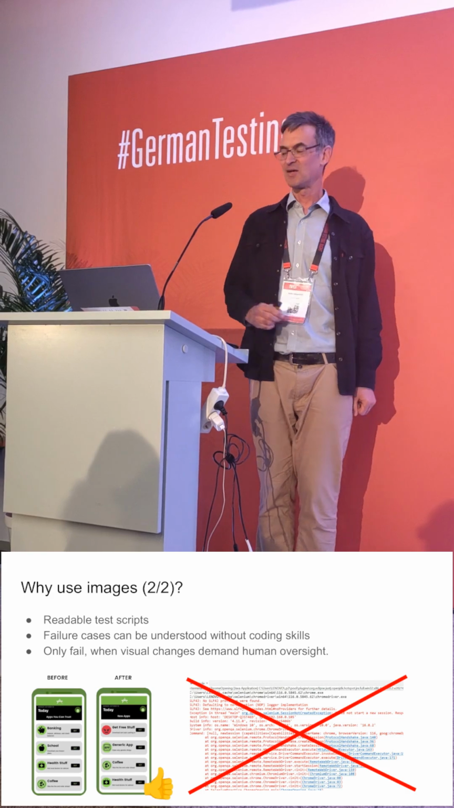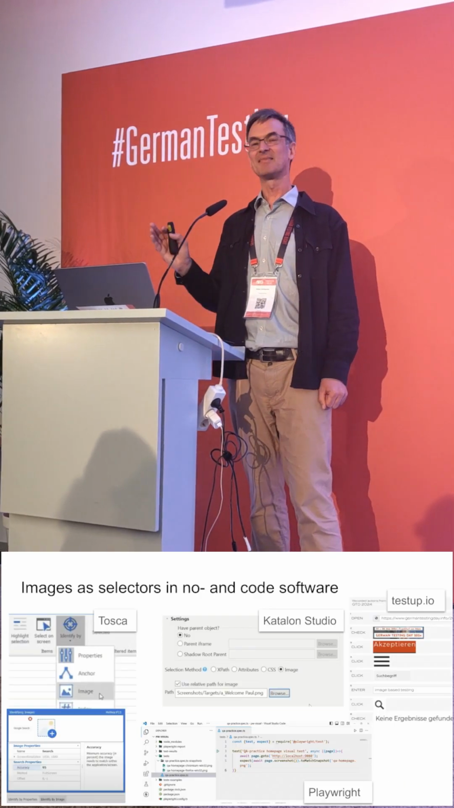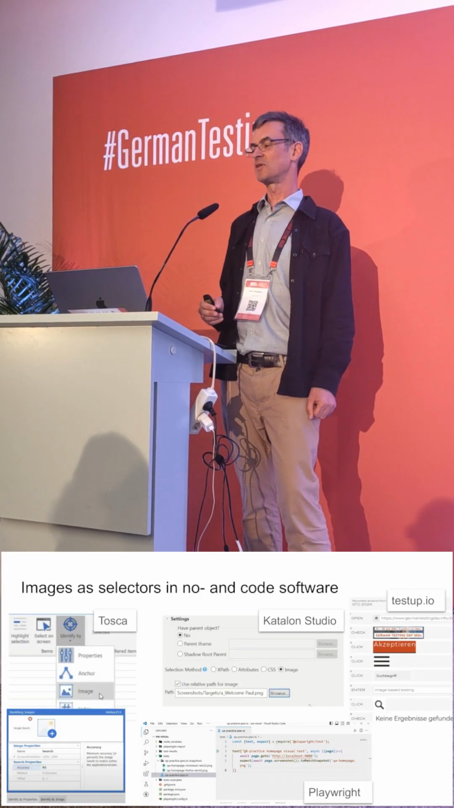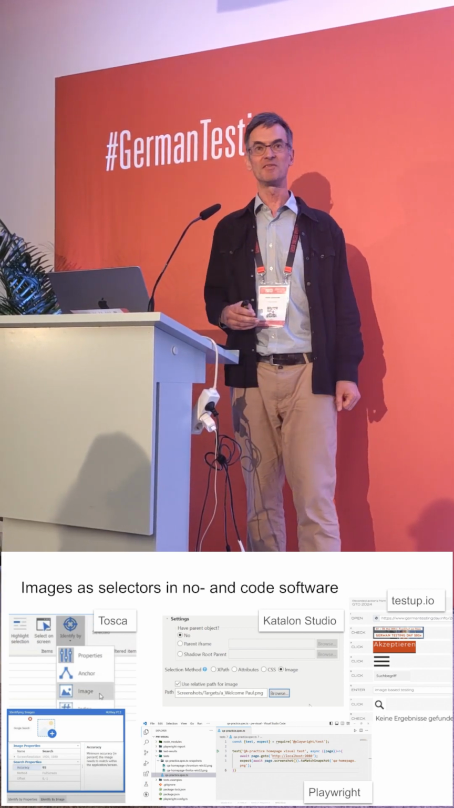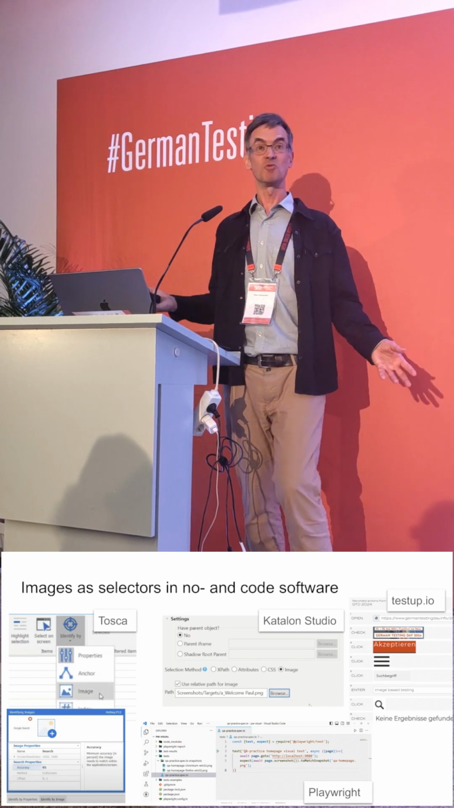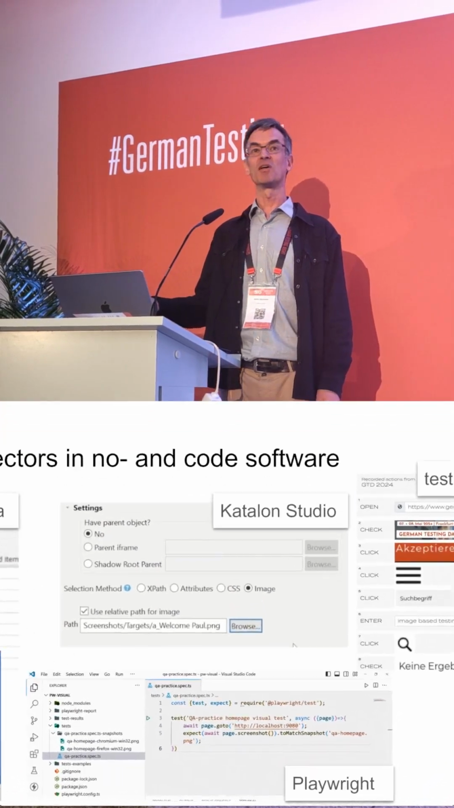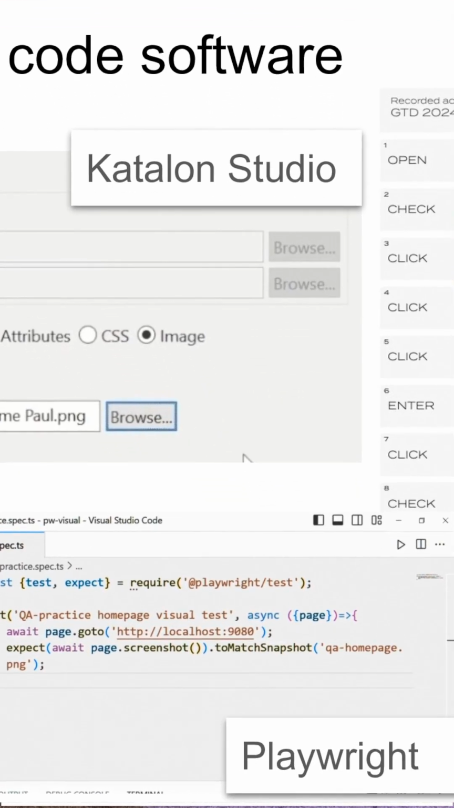Now, let's go to the slide. Next slide, this is the status quo. That is what a lot of software companies offer. On the bottom, for example, you see Playwright, and it can do image-based recognition, but if you look into the code, you just see the file name containing the image, which is not very helpful.